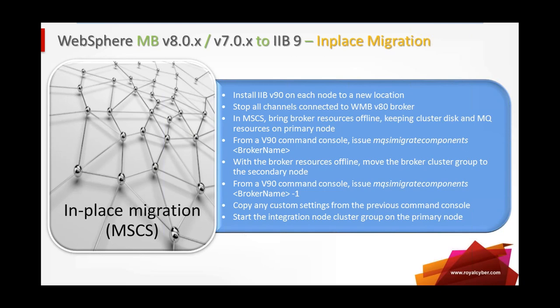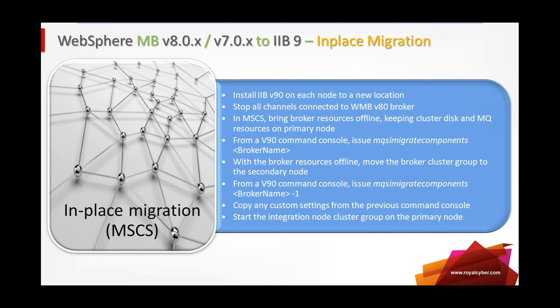node, right? So then from your V9 console command, you have to run this mqsimigratecomponents command with the broker name, and then you have to move to the secondary node from the cluster. Then you have to again run your mqsimigratecomponents command with the one option. So that's how you can migrate.